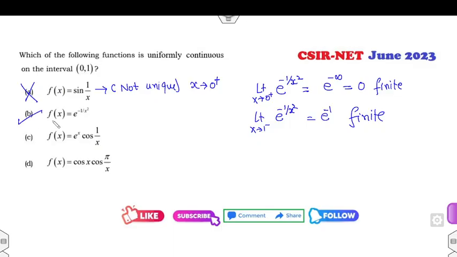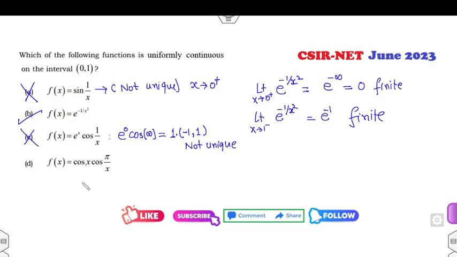Yes, this is uniformly continuous. For this one, if you take x approaches 0, then it is cos of infinity. E raised to power 0 is 1, but this is -1 to plus 1. That will give you not a unique answer. That means the limit does not exist.